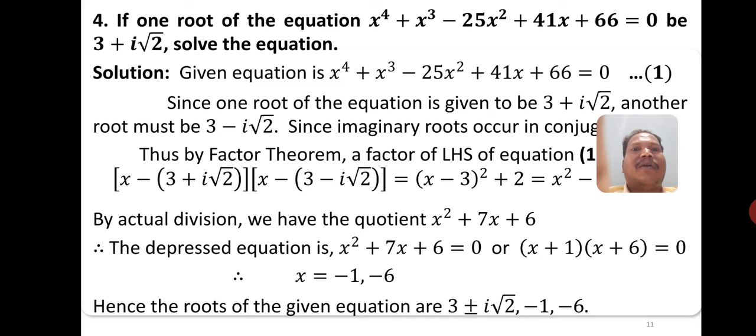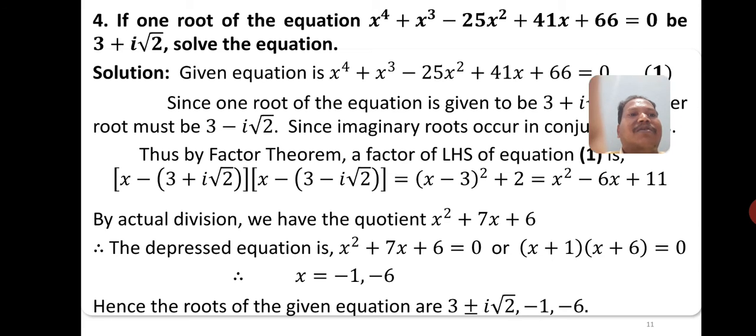Fourth one. One root of the equation x power 4 plus x cube minus 25x square plus 41x plus 66 equals 0 is 3 plus i into root 2. Solve the equation. Given equation is x power 4 plus x cube minus 25x square plus 41x plus 66 equals 0. Call it equation 1. Since one root of the equation is given to be 3 plus i into root 2, another root must be 3 minus i into root 2.